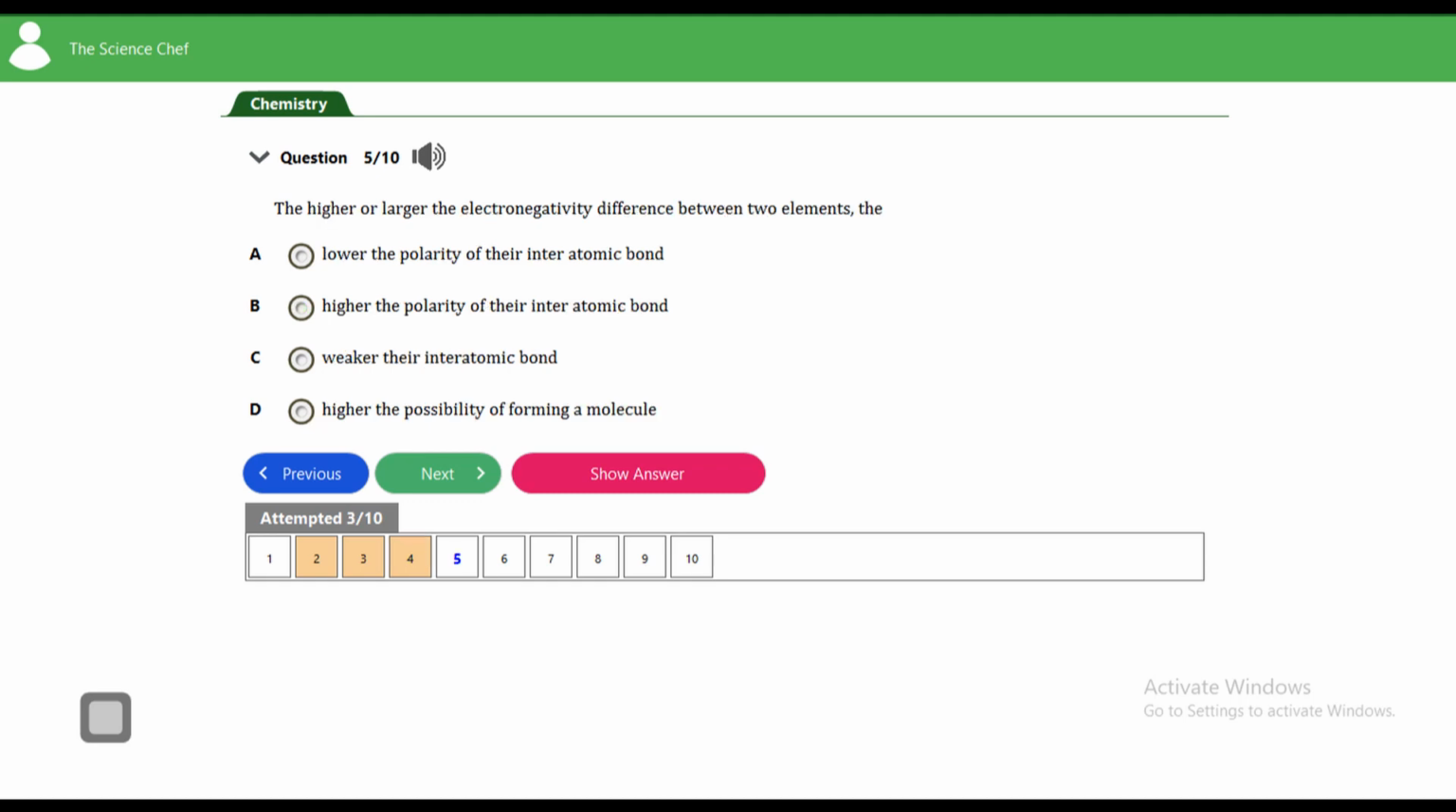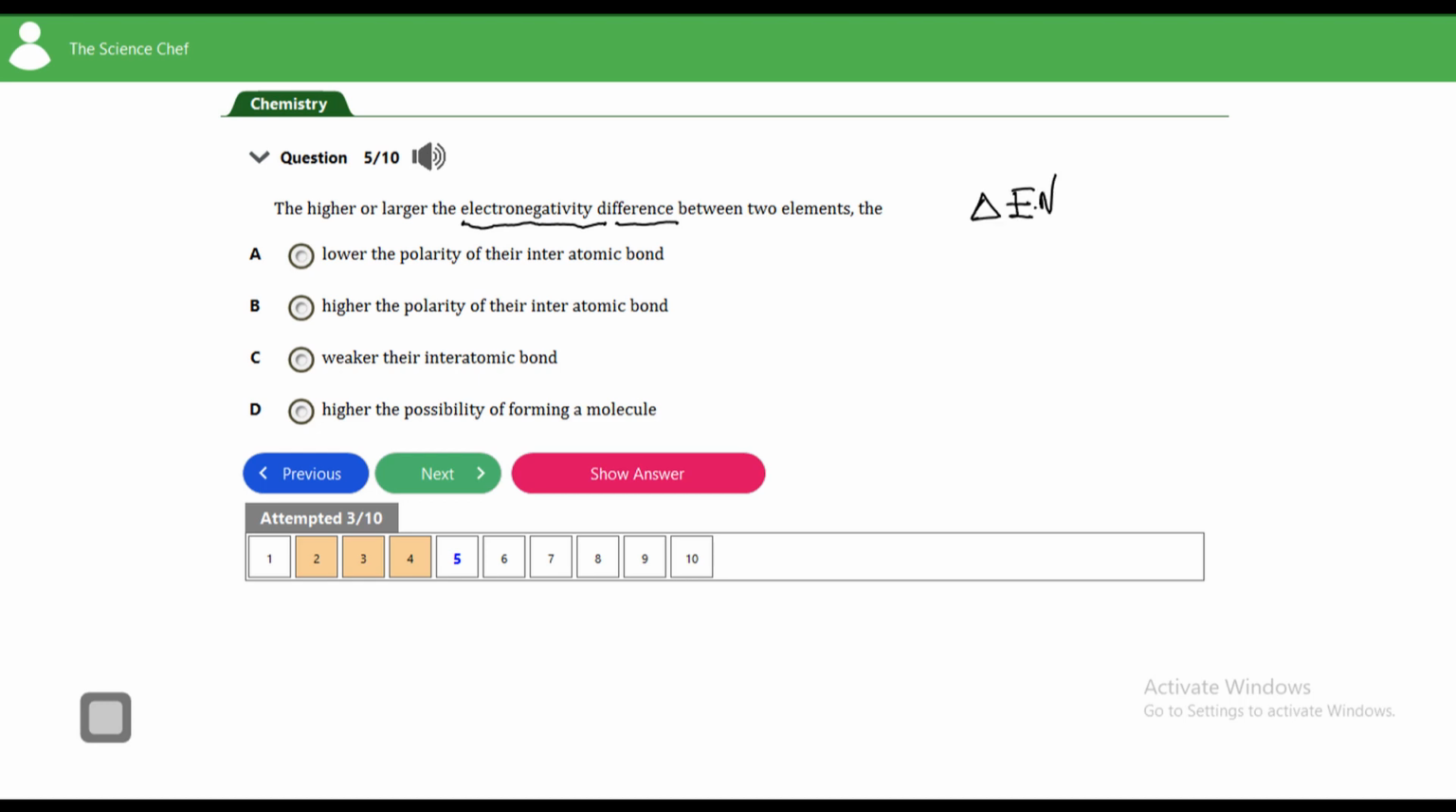Question 5. The higher or larger the electronegativity difference between two elements, the lower the polarity of their interatomic bond, higher the polarity of the interatomic bond, weaker their interatomic bond, and higher the possibility of forming a molecule. First off, what's electronegativity? Electronegativity is the tendency or the ability of an atom to attract electrons to itself. The difference in electronegativity is what determines the type of bond that will be formed between two atoms of elements, be it the same element or different elements, right?